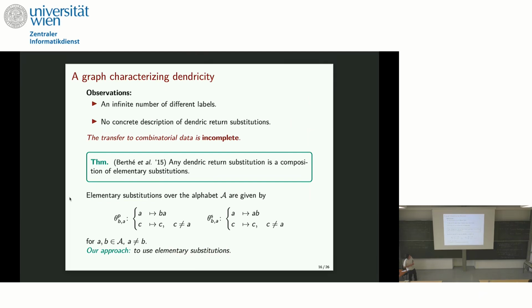As I was saying, the basic approach to try to solve this problem is based on a theorem by Valéry, in which they prove that these Dendric return substitutions are always compositions of elementary substitutions. These elementary substitutions are defined like this. The important thing is that we have finitely many of them. They're defined for two different letters, A and B, and we have one of prefix type and one of suffix type. So in general, we have finitely many of them. Our approach was to use elementary substitutions to try to understand this part.